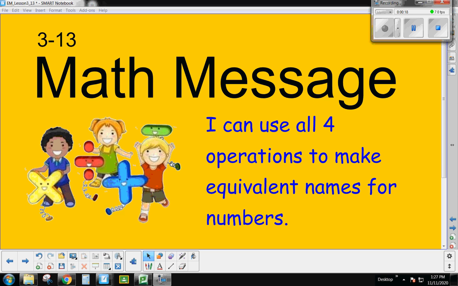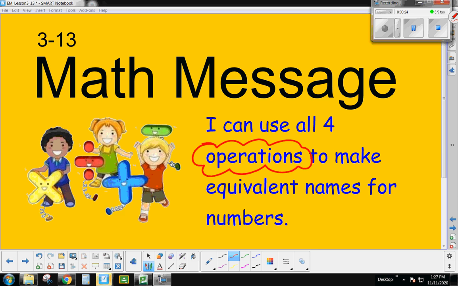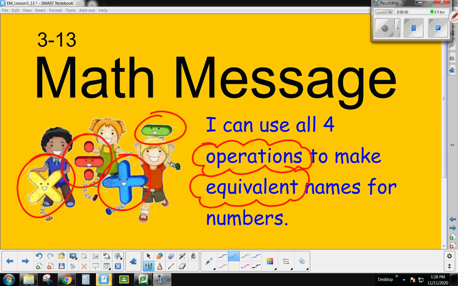Now think about what some of these words mean. I'm going to use all four operations. We've talked about what the word operations means in math class. We have four operations. We have addition, subtraction, multiplication, and division. So we're going to be using all four of those operations to make equivalent. Think about what the word equivalent means. Equivalent means equal. Equal names for numbers.